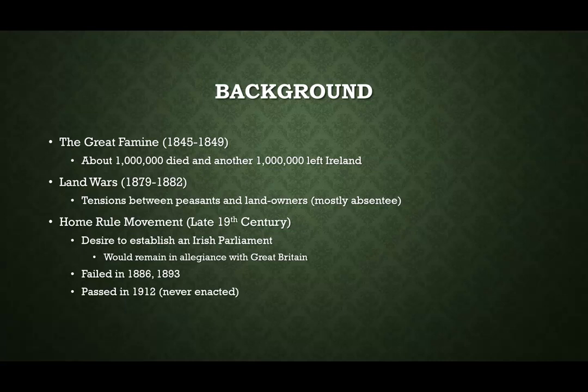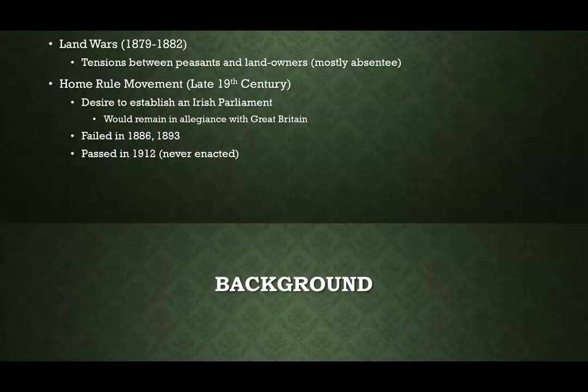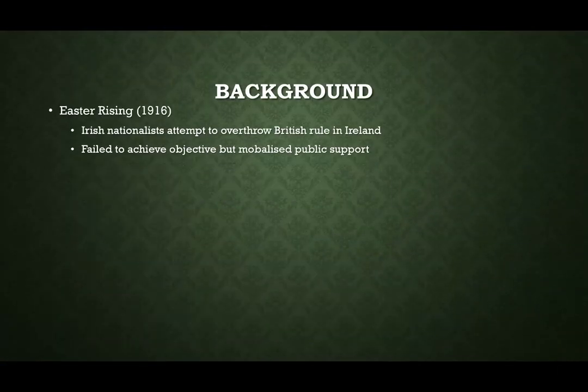laws. This is going to fail the first time it comes up in 1886. It's going to pass the House of Commons in 1893, but fail the House of Lords at that time. It's going to be brought up again in 1912, and it's actually going to pass this time. However, this will never actually be enacted due to the Suspension Act as a result of the start of World War I. Now we get the Easter Rising of 1916, where Irish nationalists attempt to overthrow British rule in Ireland.